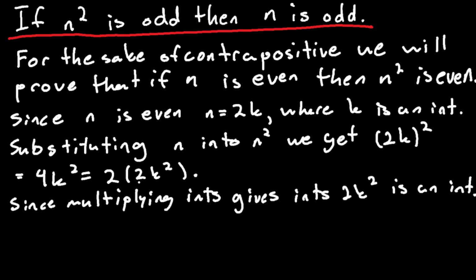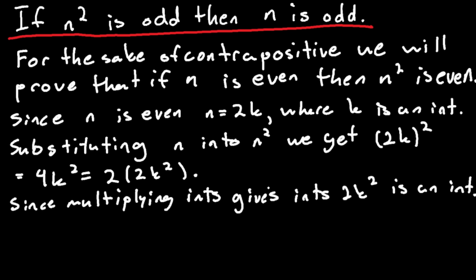Here's the thing. Is this not the definition of an even number? Remember, we assumed n was even, and we substituted 2k into n squared. The reason we can use 2k is that since we assumed n is even, we can represent it as 2 times an integer. Once we substituted n into n squared, we did a little bit of algebra to get 4k squared, and we get 2 times 2k squared.